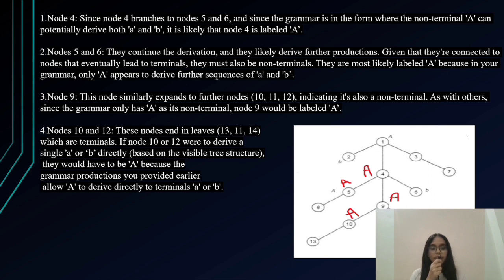That is, 10 and 12 have the leaf nodes 13 and 14 respectively, which are terminals. If nodes 10 and 12 were to derive from a single A and B directly, they would have B A because the grammar production you provided earlier allows A to derive directly to the terminals A, B. Thus, nodes 10 and 12 should also be labeled as A. The unlabeled nodes of the derivation tree should all be labeled as A.